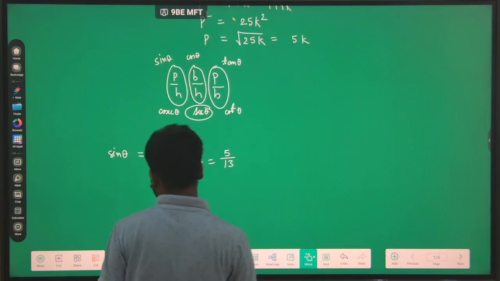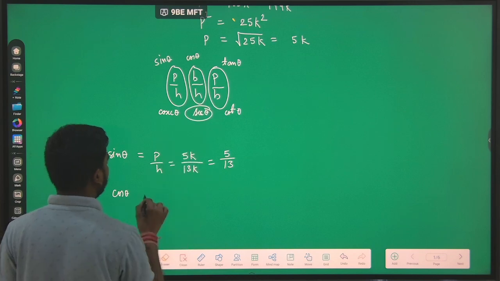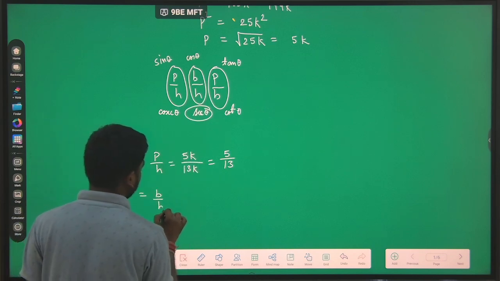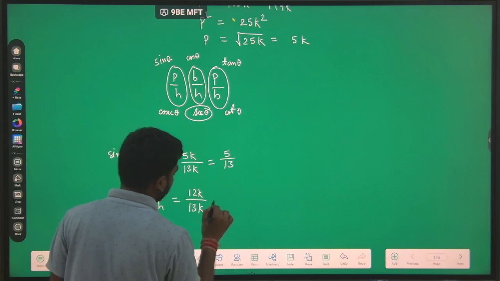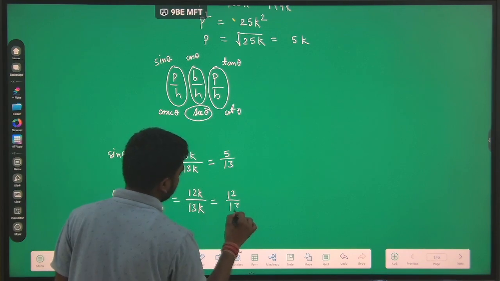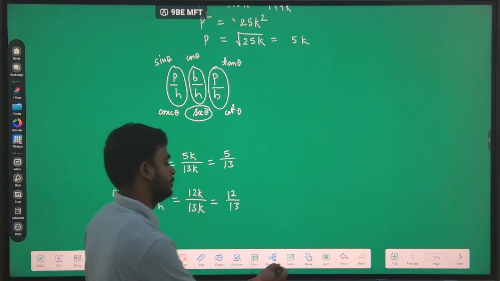Now for our cos theta, it is B upon H. B is 12k and H is 13k. So it will be 12 upon 13.